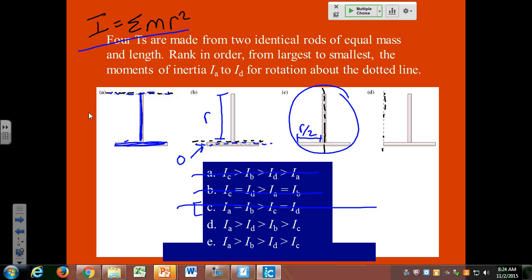If you look back at some of the old tests, you'll see some similar questions. Make sure you look at those that you're okay on this, because you'll certainly see a question where you have to rank moments of inertia. Once you do it a few times, don't sweat it. It sort of becomes more intuitive that you can sort of think about where those masses are located.